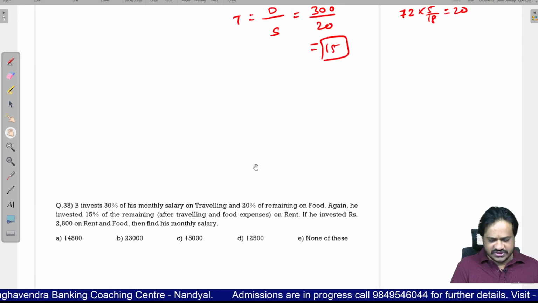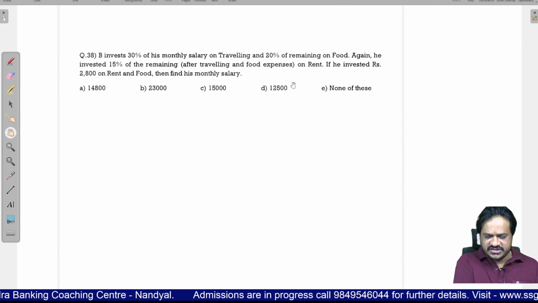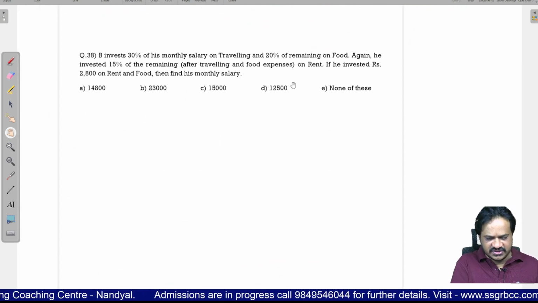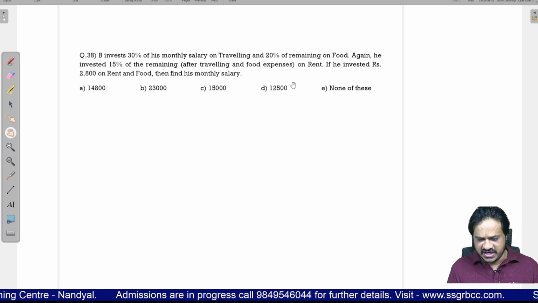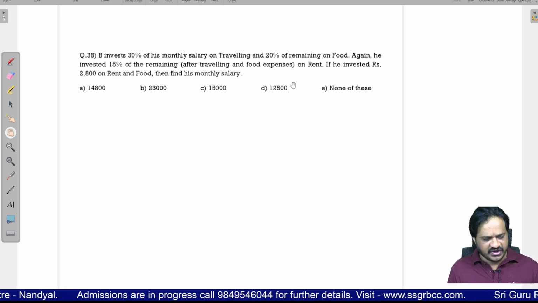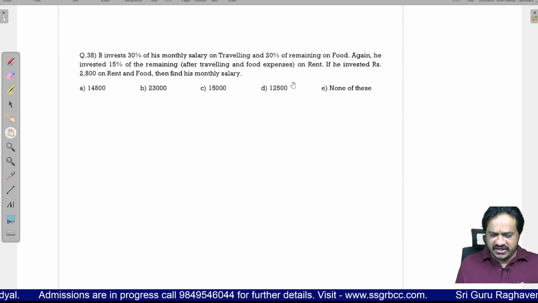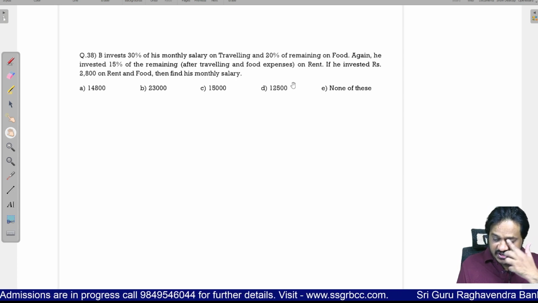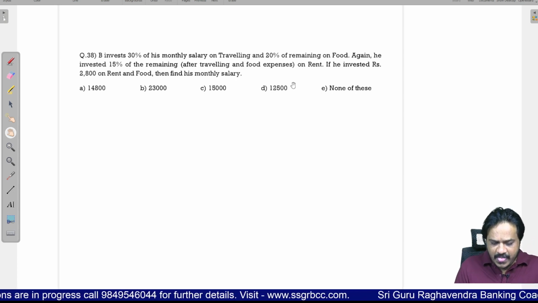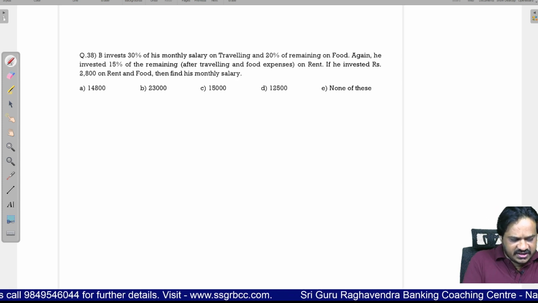Next question. B invests 30% of his monthly income on traveling and 20% of the remaining on food. Again he invests 15% of the remaining after traveling and food on rent. If he invests 2,800 on rent and food, find his monthly salary.